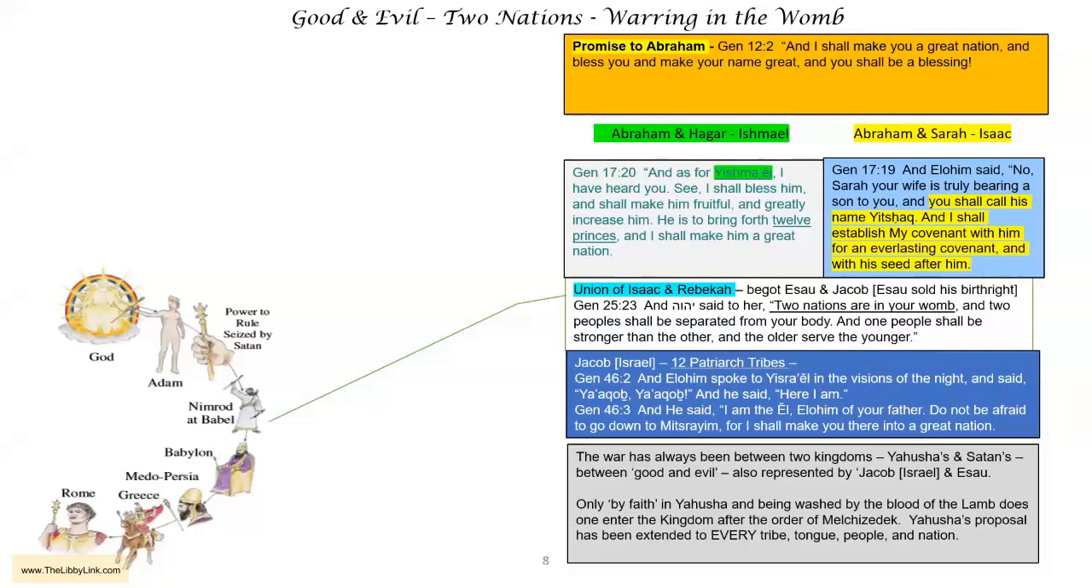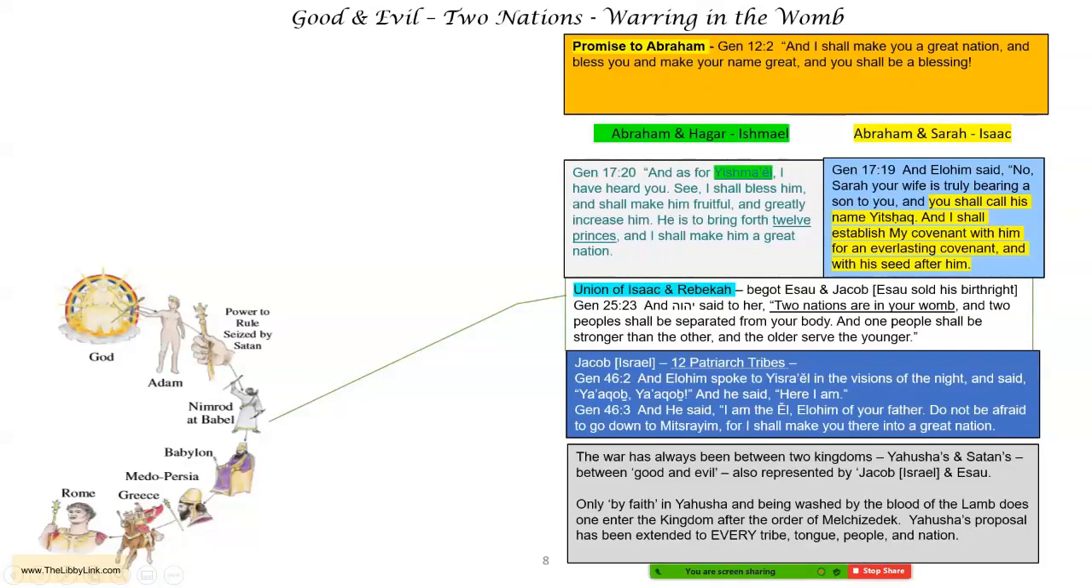So we've already gone over the promise to Abraham. We mentioned about Abraham and Hagar that had Ishmael. And in Genesis 17:20 it reads, "And as for Ishmael, I have heard you. See, I shall bless him and shall make him fruitful and greatly increase him. He is to bring forth 12 princes, and I shall make him a great nation." That was Yahweh speaking to Hagar.